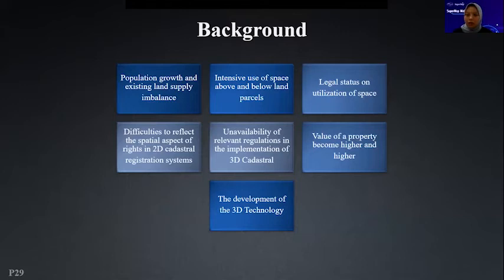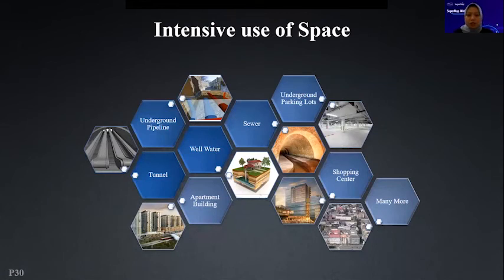So what do we mean by intensive use of space? We can see here in the pictures, we use the underground and also overground space, like underground pipelines, tunnels, well water, apartment buildings, sewers, underground parking lots, shopping centers, and many more. So we must know about the legal status of this kind of properties.